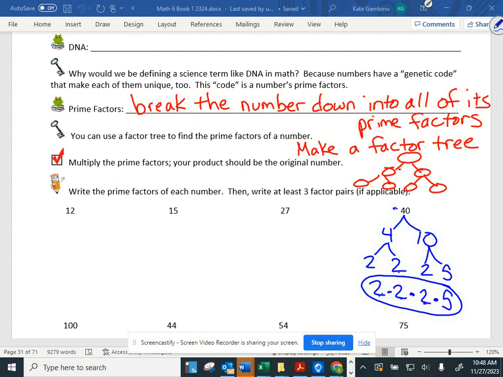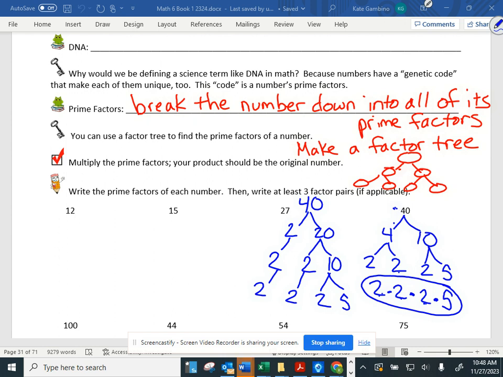And remember, it doesn't matter what we break it down with to begin with, we'll end up with the same primes. I could have said 2 and 20. 2 stays a 2. 20 I can break into 2 and 10. So my 2 stays a 2, the 2 stays a 2, and my 10 I break into a 2 and a 5. I get the same primes. I might have started with a different factor buddy, but my answer is going to be the same.